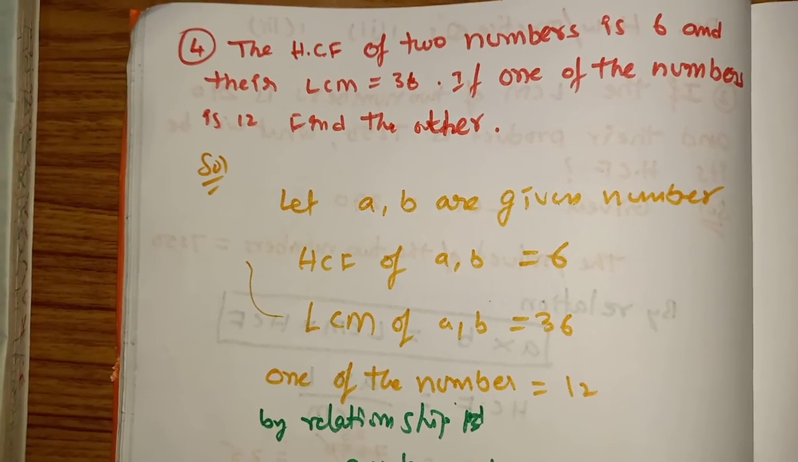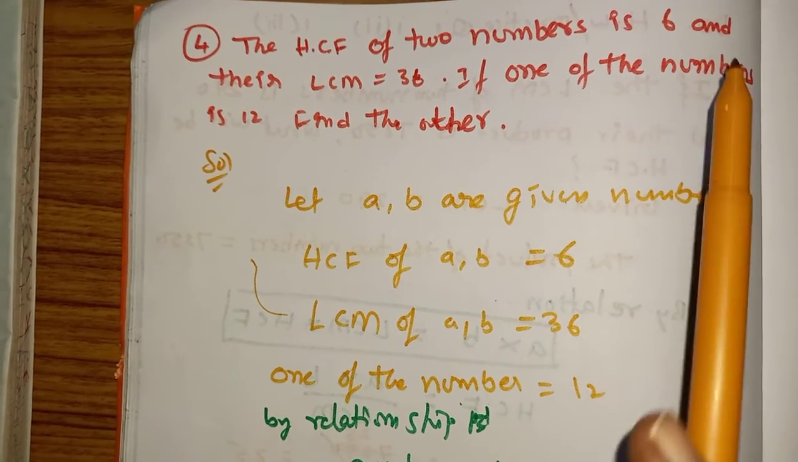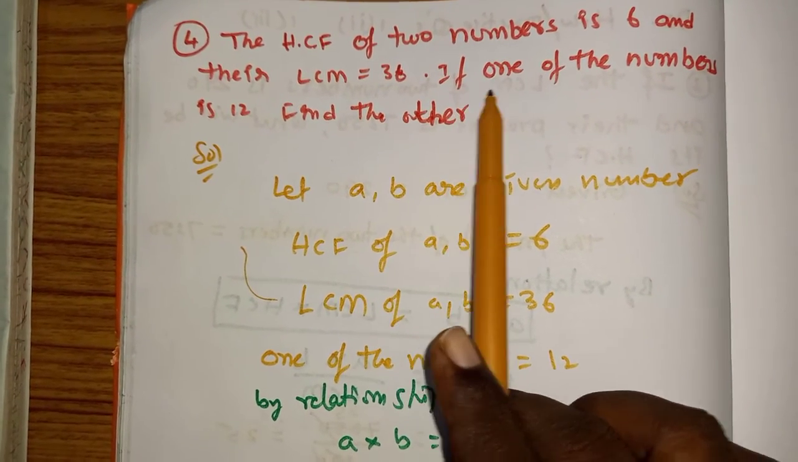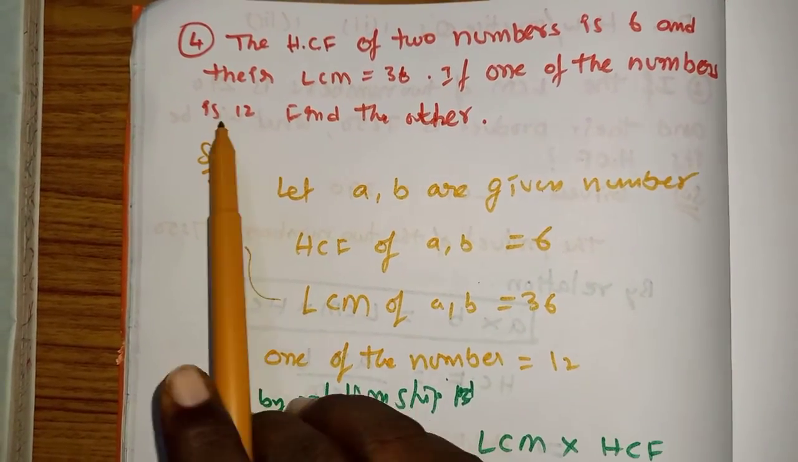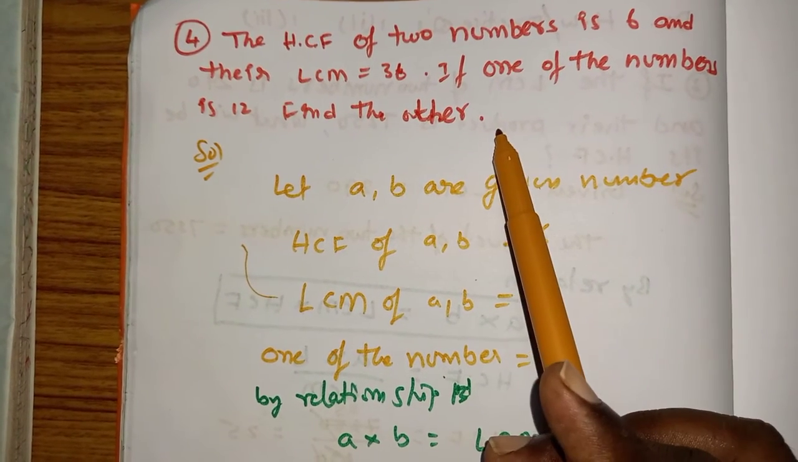6 sixes are 36. So 546 is the LCM of those two numbers. Now the last question in this exercise: HCF of two numbers is 6 and their LCM is equal to 36. If one of the numbers is 12, then find the other number.